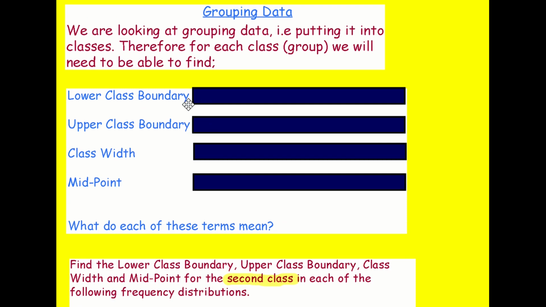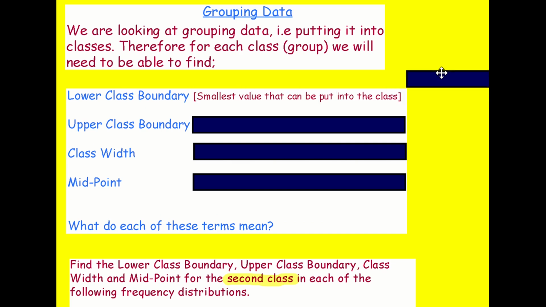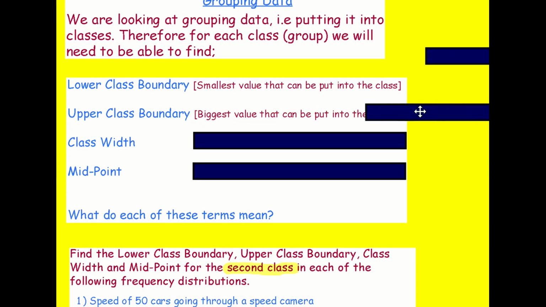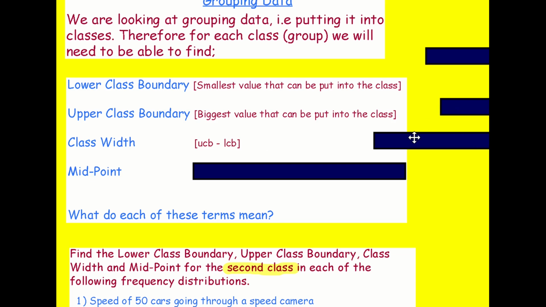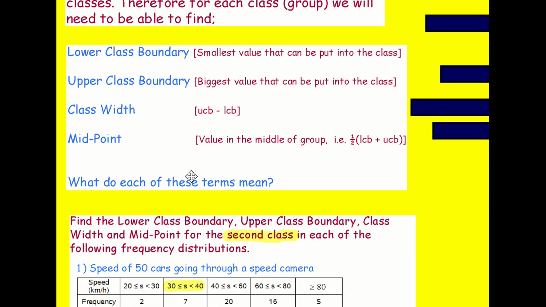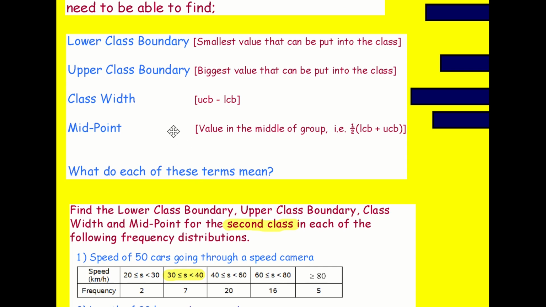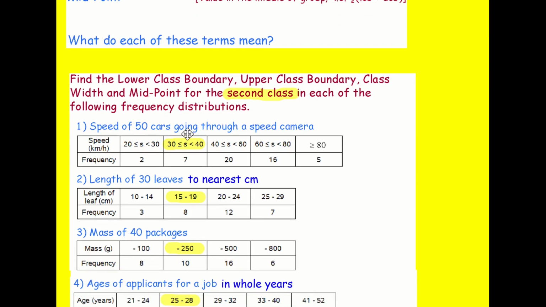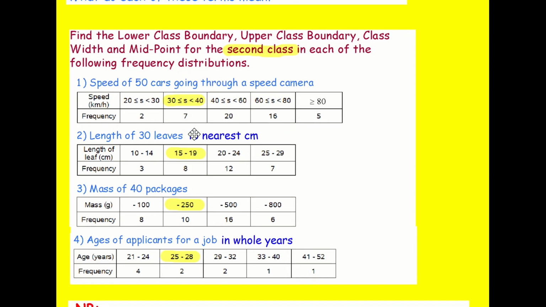Well, the lower class boundary, they kind of are exactly as they say. Lower class boundary is the smallest value that can be put into the class. And the upper class boundary, funnily enough, is the biggest. And then the width is going to be these subtracted, and the midpoint is going to be these added and divided by 2. That gives you the midpoints. Okay, so let's have a look at some different scenarios, because this is where it gets just a little bit tricky at times. And you might want to pause the video and have a think about this.